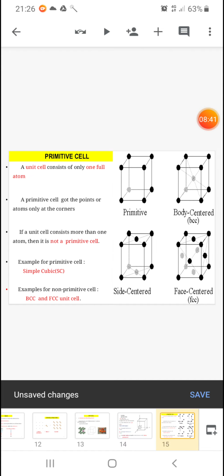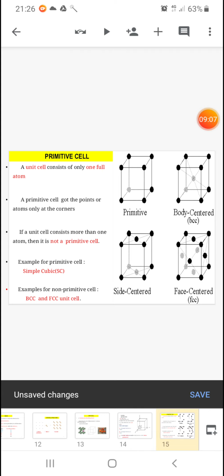After that, an important cell is there, called the primitive cell. Here we have to see figure 1, that is the primitive cell, figure 2, that is the body centered cubic structure, figure 3, the side centered cubic structure, and figure 4, that is the face centered cubic structure.